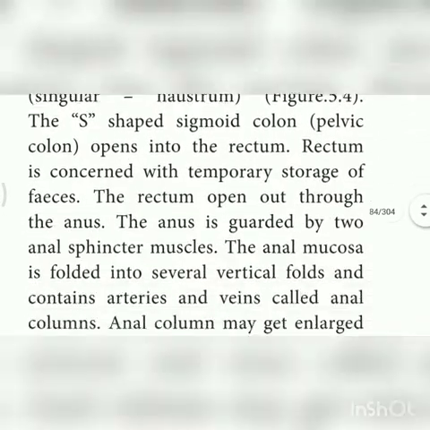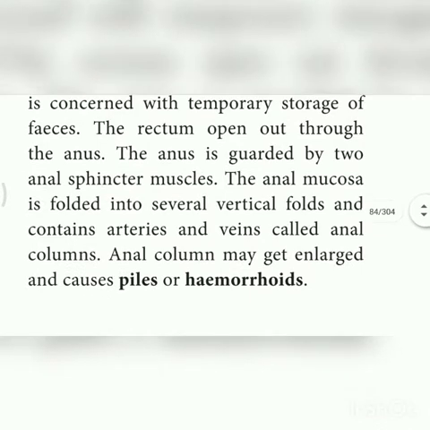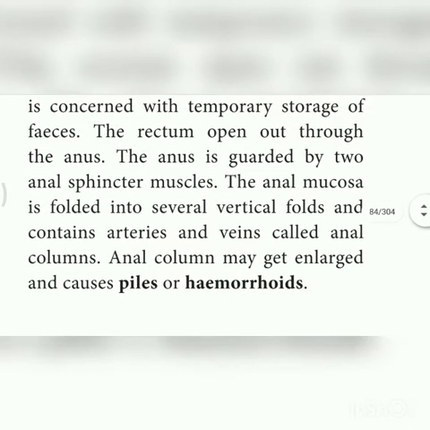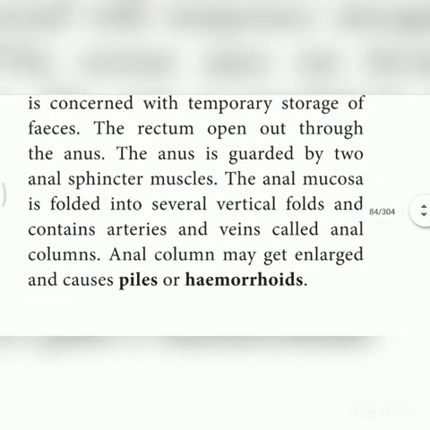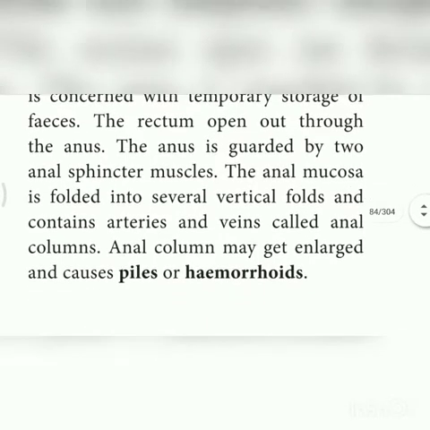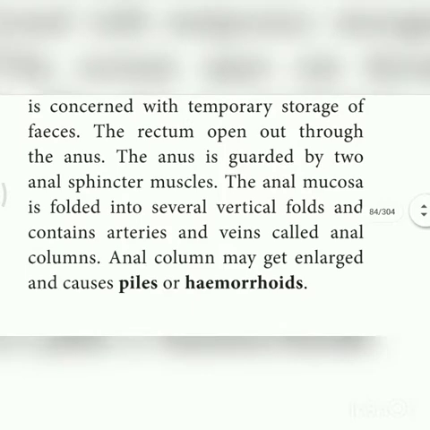And the next question is hemorrhoids or piles. What is meant by hemorrhoids or piles? The anal mucosa is folded into several vertical folds and contains arteries and veins called anal columns. These anal columns may get enlarged and cause piles. So it is also an important 2-mark question.